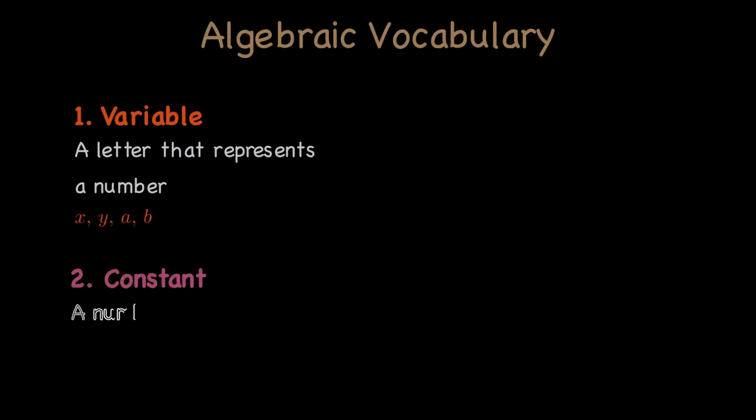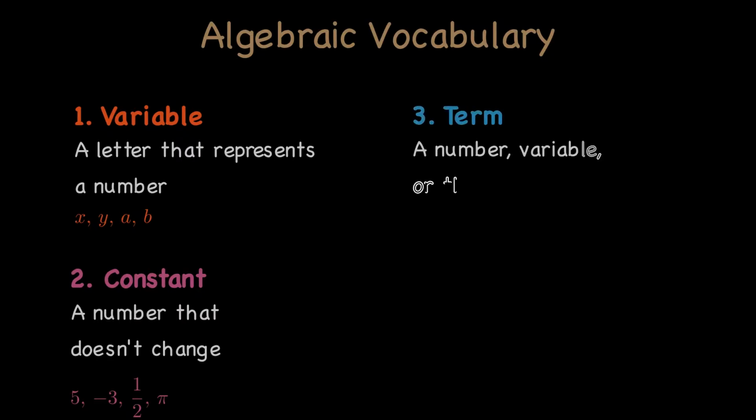Second, constant. A constant is a number that doesn't change. Examples are 5, -3, 1/2, or pi. These numbers stay constant, they never change. Third, term. A term is a number, a variable, or their product. Examples are 3x, -5y, 7, or xy. Each of these is one term. Terms are separated by plus or minus signs.